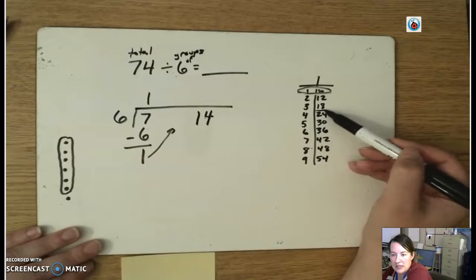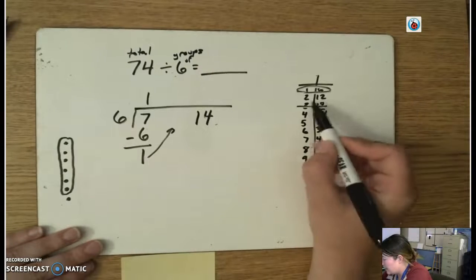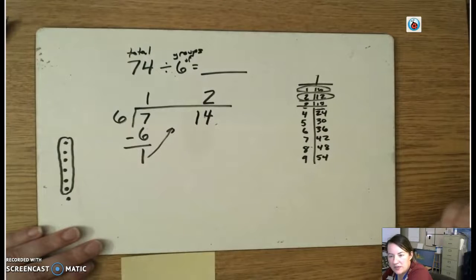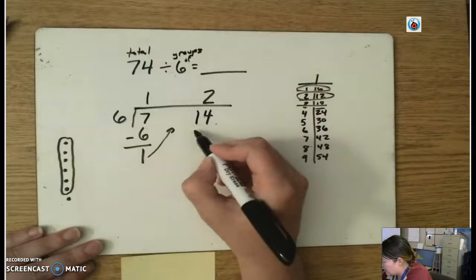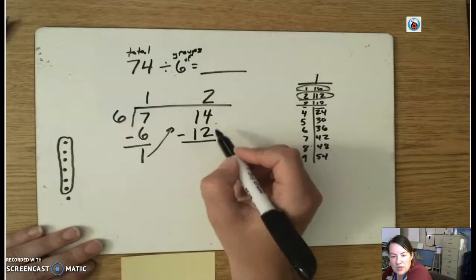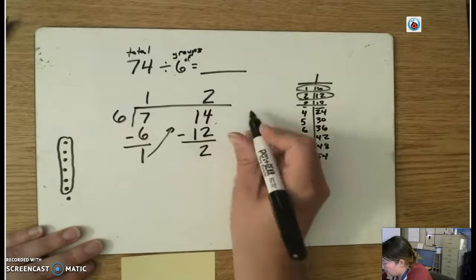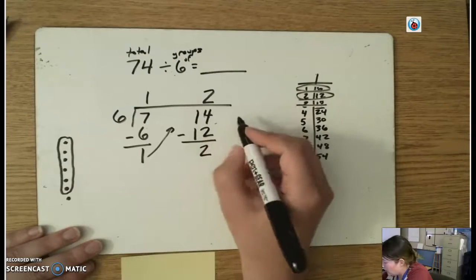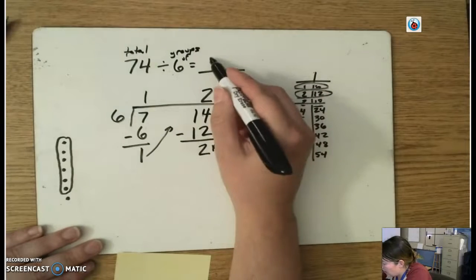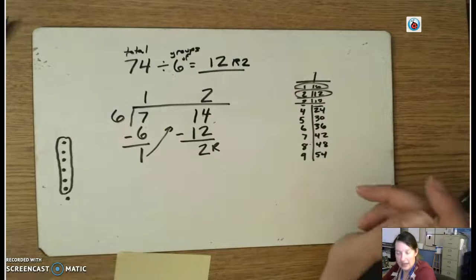I would need 18 pieces. I only have 14 pieces. Is that enough? No, it's not. So I can make, I know, 2 groups of 6. If I made 2 groups of 6, how many pieces would that be? That would be 12 pieces. So then I'm going to subtract and see how many are left over. 14 minus 12 is 2. There's nowhere else for me to bring this one. So this is my remainder. So I would have 12 remainder 2 would be my answer.